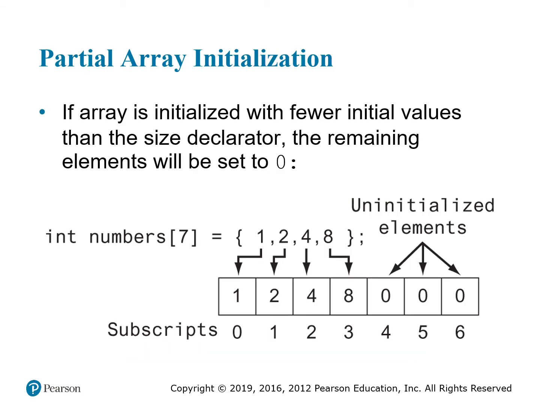Okay. It is possible, though uncommon, for you to initialize part of an array and let the rest of the array be set to 0. So if we tell the computer that numbers has 7 elements, but we only initialize elements 0, 1, 2, and 3, then 0, 1, 2, and 3 get initialization values, and everything else gets set to 0.